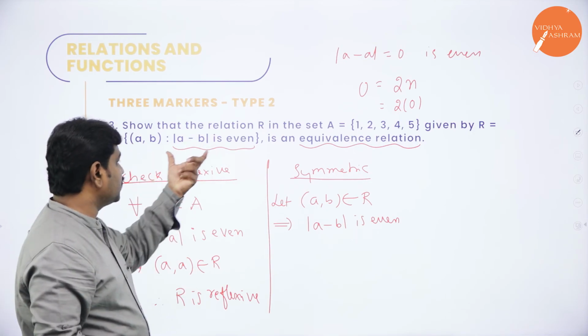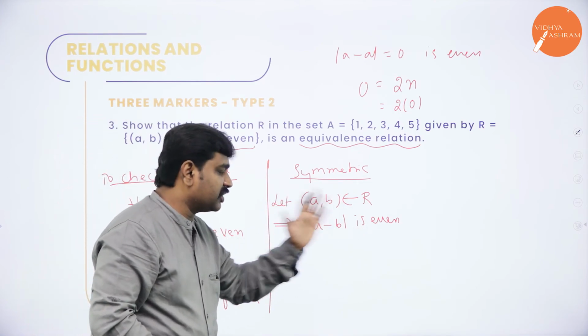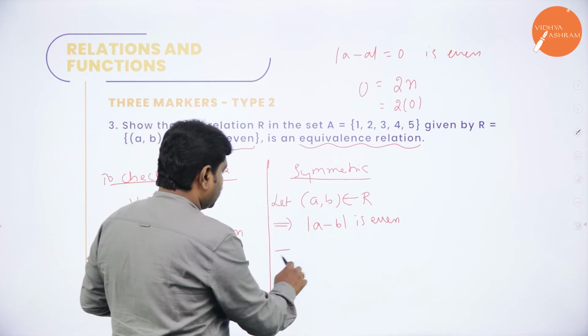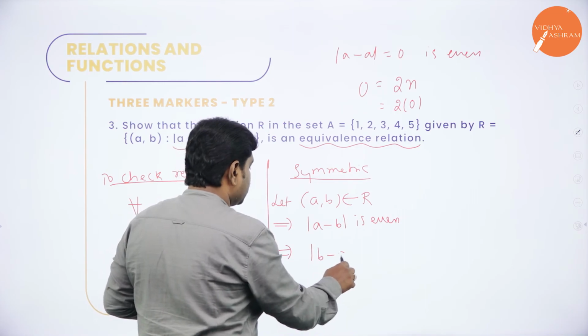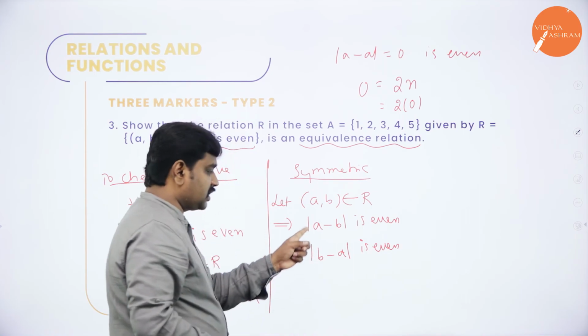If anything is in relation, it should obey this. What is this? Mod A minus B is even. So if AB is in R, mod A minus B is even. Further, can I write mod B minus A is even? I am writing "is even" as it is. In spite of mod A minus B, I am writing mod B minus A.